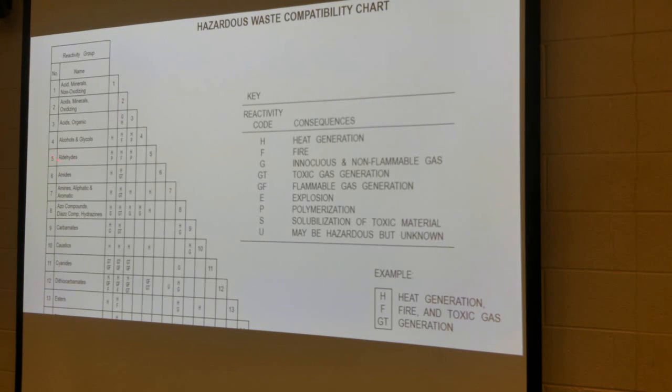But look, in some cases, if I mix, let's say, aldehydes, that's number 5, with 2, like looking at 5, 2 over here, 2 is acid minerals and oxidizing materials. If I mix them together, I get these reactions represented by H and F. H, heat generation. F, fire. Shouldn't put them together for no reason.